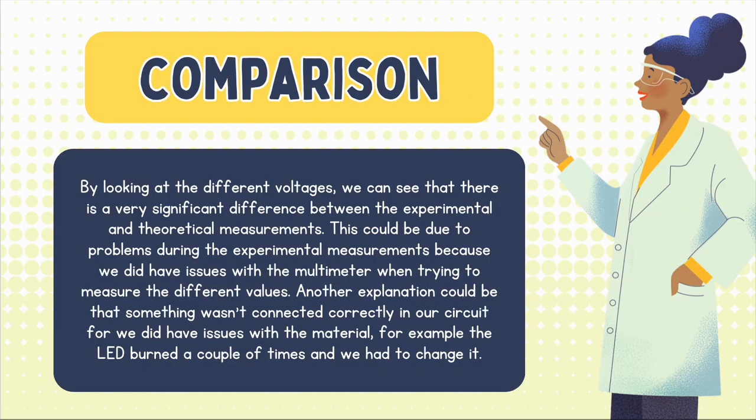And now what we found is that we can see that there is a very significant difference between the experimental and theoretical measurements, and this could be due to problems during the experimental measurements, because we did have issues with the multimeter when trying to measure the different values. Another possible explanation could be that something wasn't connected correctly in our circuit, because we did have issues with the material. For example, some LEDs burning down, and we had to change them a couple times.